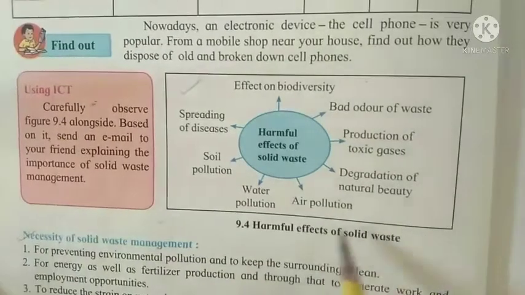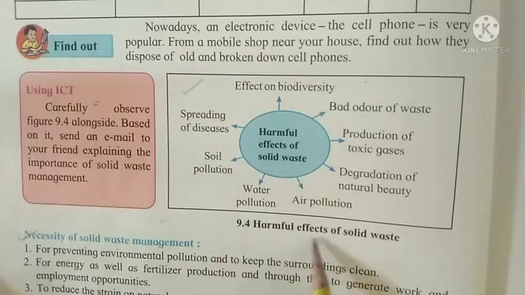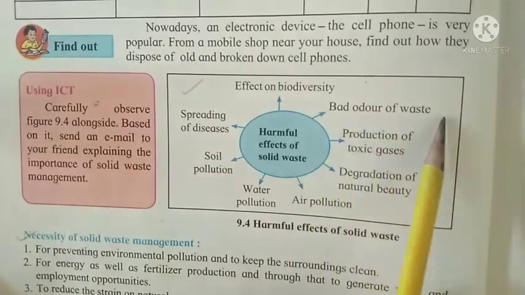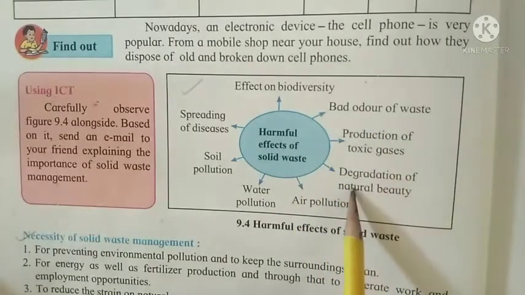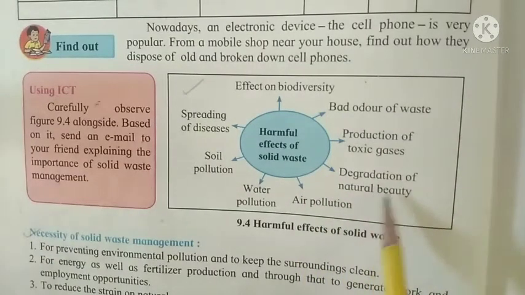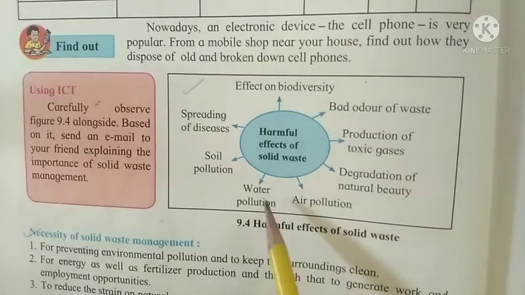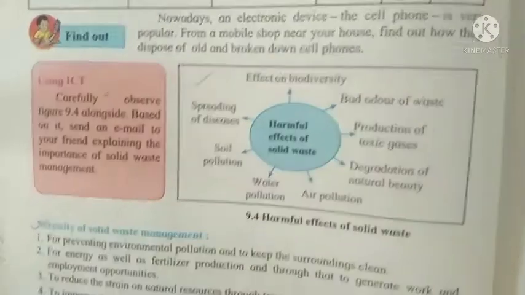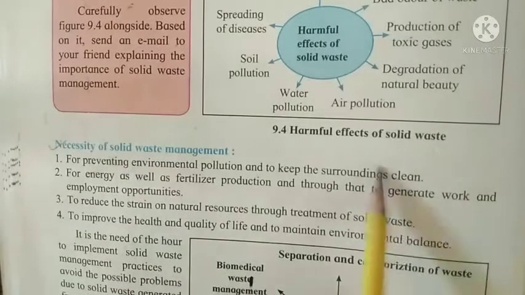Now next see the diagram, harmful effects of solid waste. Here bad odor of the waste, production of toxic gases due to the solid waste, then degradation of natural beauty, air pollution, water pollution, soil pollution, spreading of diseases, these all occur due to this solid waste.